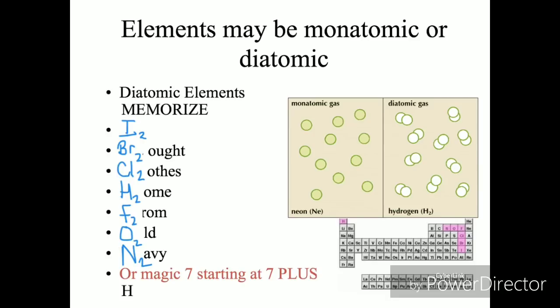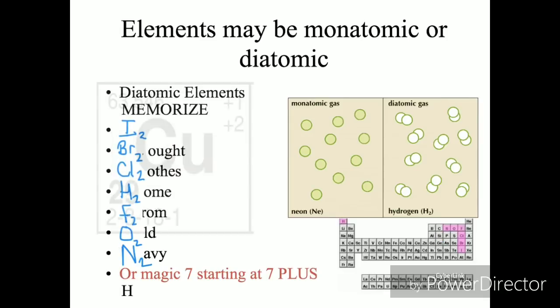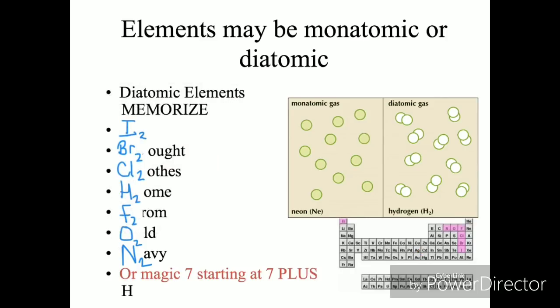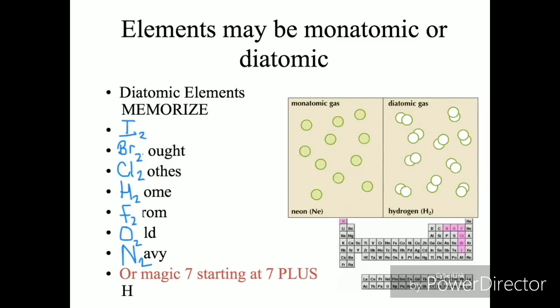So again, we remember that element symbols only ever have one capital letter, and they may have no lowercase letters, like in carbon, it is just a capital C. You could have one lowercase letter, like in copper, it's a capital C and a lowercase u, or we could have elements on our reference table 111 to 118, they could actually have a capital letter and then two lowercase letters. Now, of all 118 elements that we know of, 7 of them are diatomic.